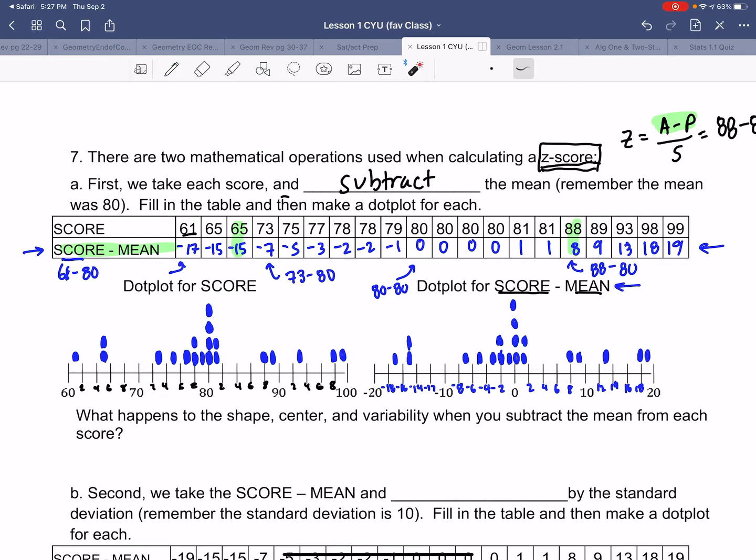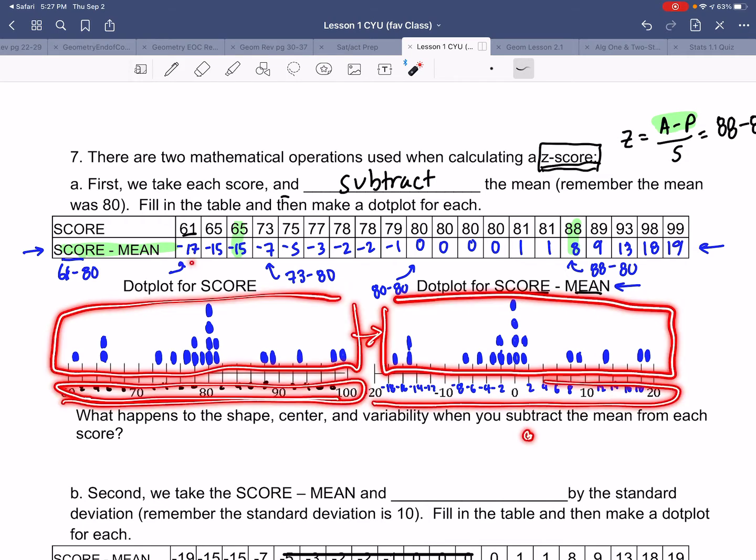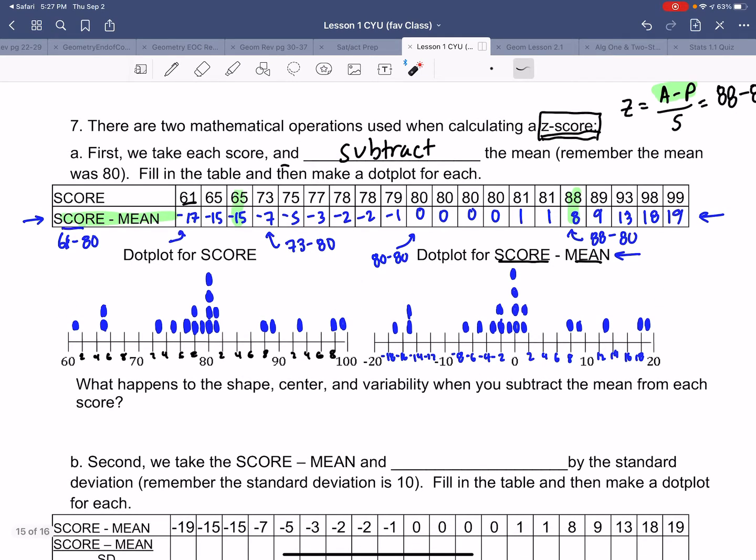Look there, people. These dots look exactly like these dots. This is called transformation. All I did on a number line is move it from 60 to 100 and shift it down to negative 17 to 19. But the range is the same. The distance from the max to the min is exactly the same. The shape of the data is the same. Nothing is really changing here. So it says, write out what happened when we subtracted the mean from the data.